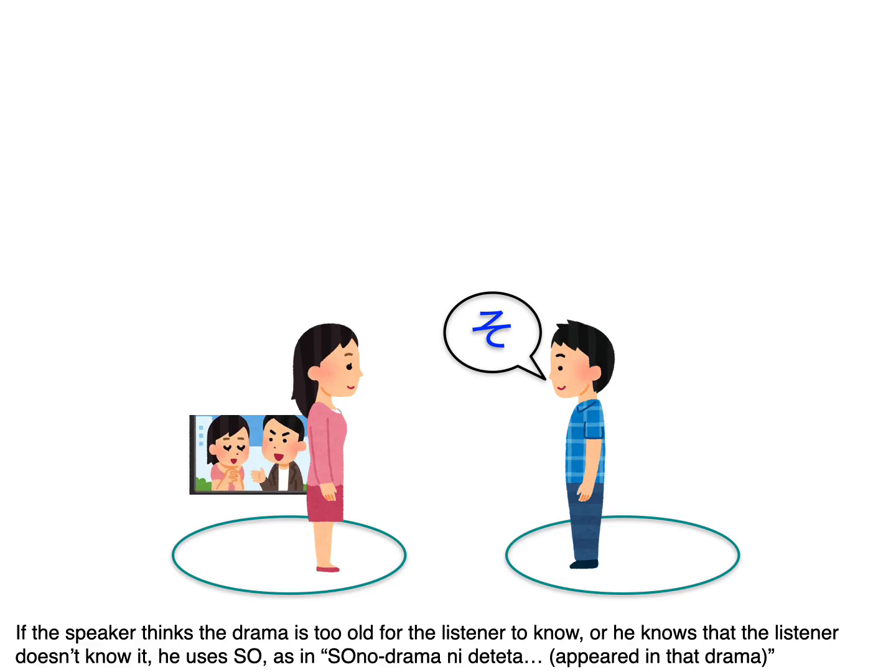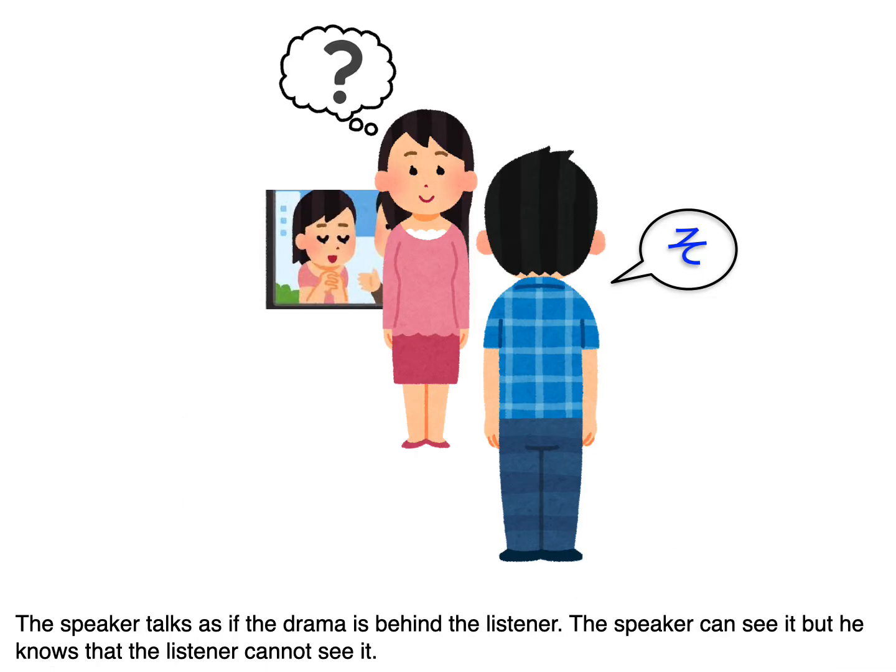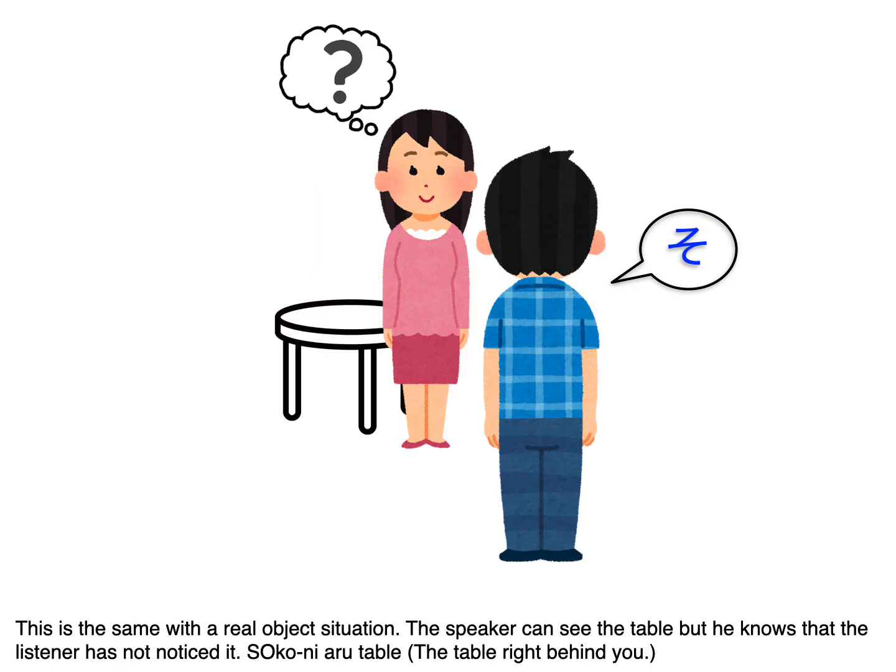If the speaker thinks the drama is too old, and he knows that the listener doesn't know it, he uses そ。そのドラマに出てた俳優さんがかっこよくてさ。The speaker talks as if the drama is behind the listener. The speaker can see it, but he knows the listener cannot see it. This is the same with the real object situation. The speaker can see the table, but he knows that the listener has not noticed it.